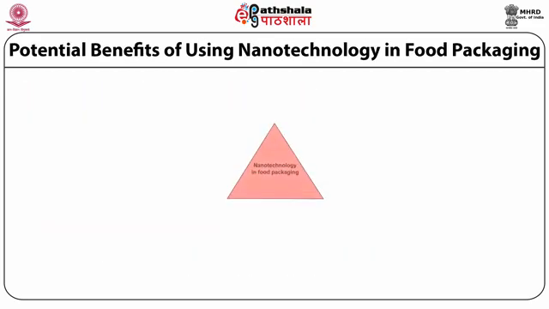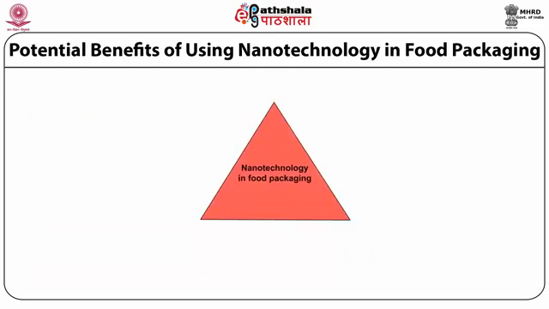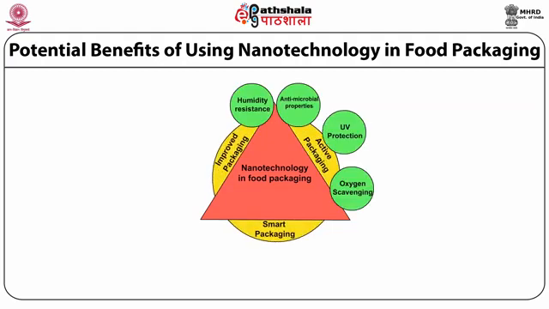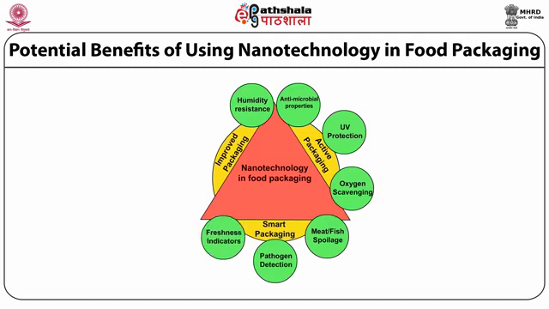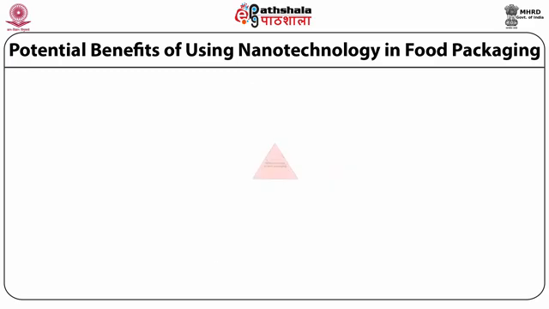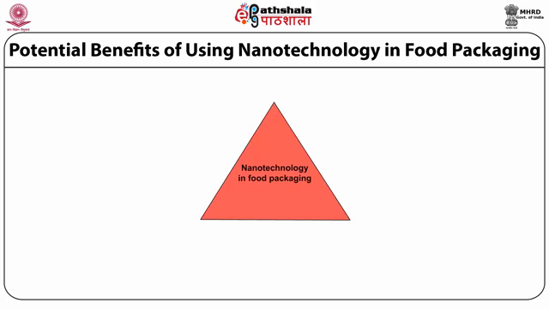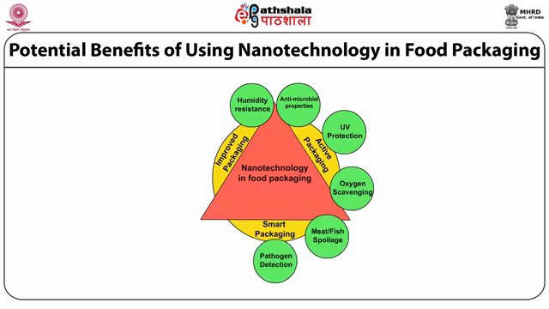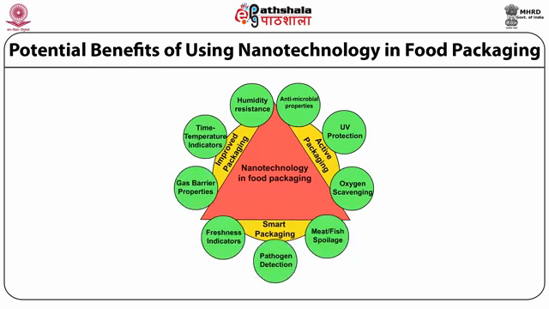By understanding the three main classes of food packages, let us understand now the potential benefits of using these nanotechnology-enabled packages. Their arena is broad. It spans antimicrobial properties, UV protection properties, oxygen scavenging, meat or fish spoilage prevention, pathogen detection, freshness indicators, gas barrier properties, and time temperature indicators.